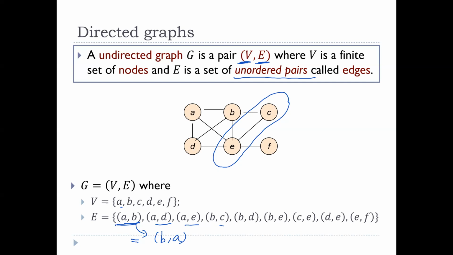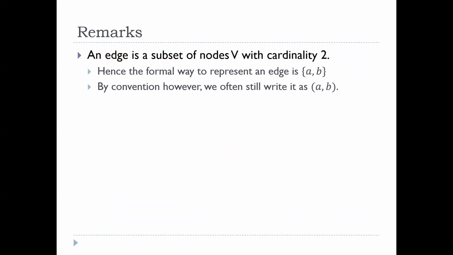Now, really, an edge is just a subset of nodes with cardinality 2, namely a pair of nodes. So the right way for us to write it is actually as a set of 2 nodes. We really should use the notation of a set here, because there's no order. However, by convention, we still write it as just like before, using the parentheses, A, B.